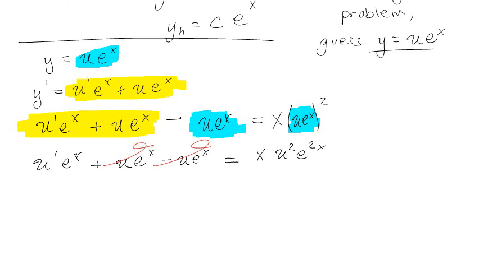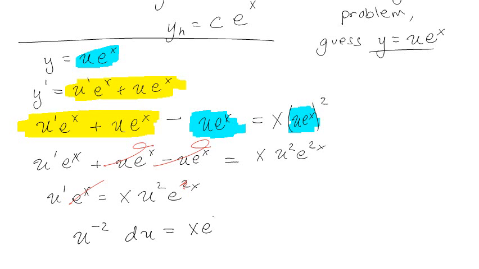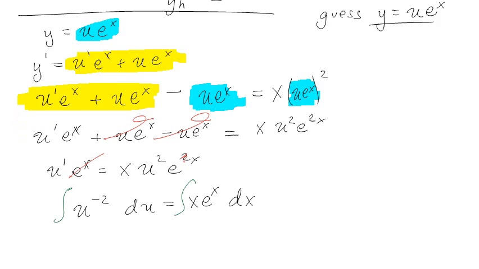So on the left, we've got u prime e to the x equals x u squared e to the 2x. So that's going to go away with that. Now you will see that you have a separable equation. I've got u to the -2 du equals x e to the x dx, like that. Then I can integrate both sides because it's officially separated.